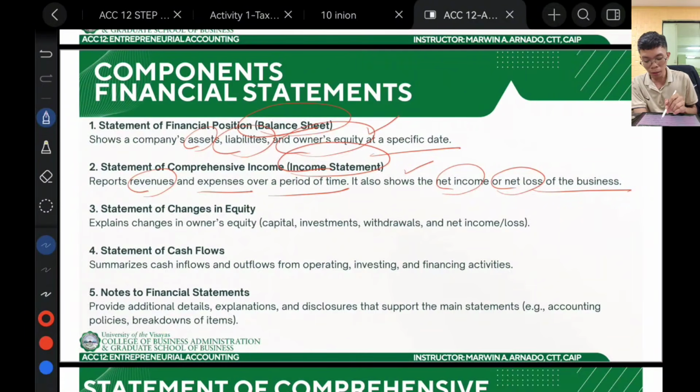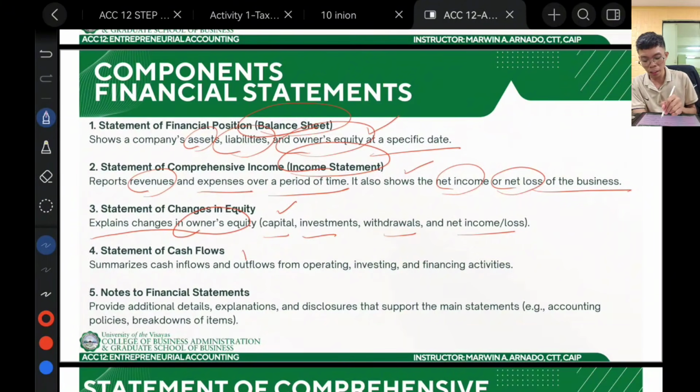The third one is the statement of changes in owner's equity. It explains changes in owner's equity: the capital, investment, withdrawals, and the net income or loss. The SOCE shows the ownership of the company, and it will also show how much the ending capital balance of the company is as of the end of the accounting period.